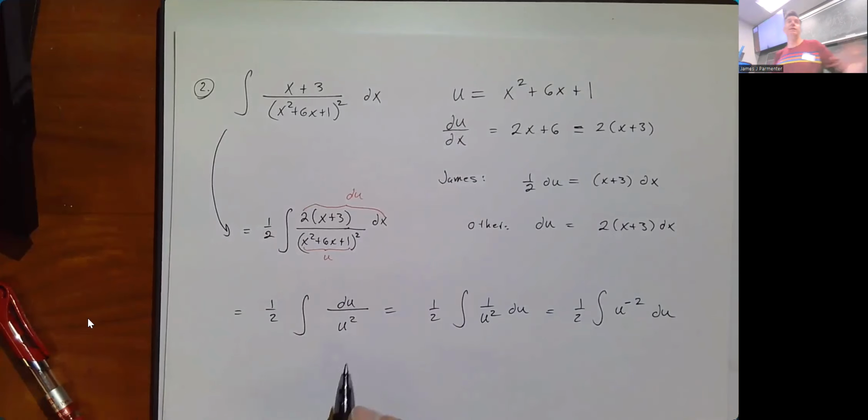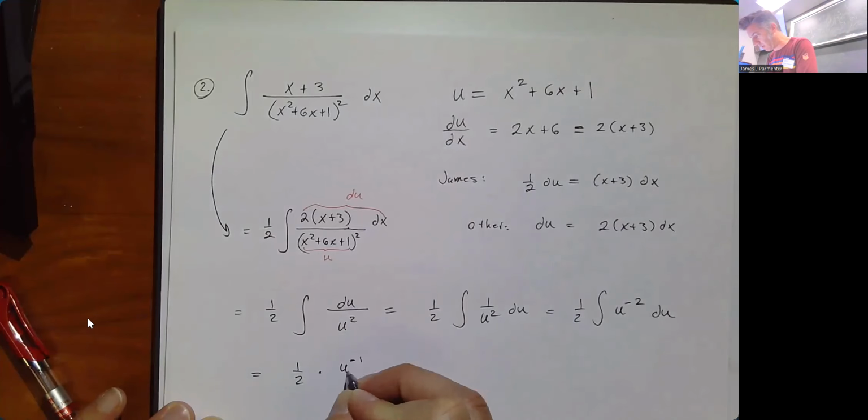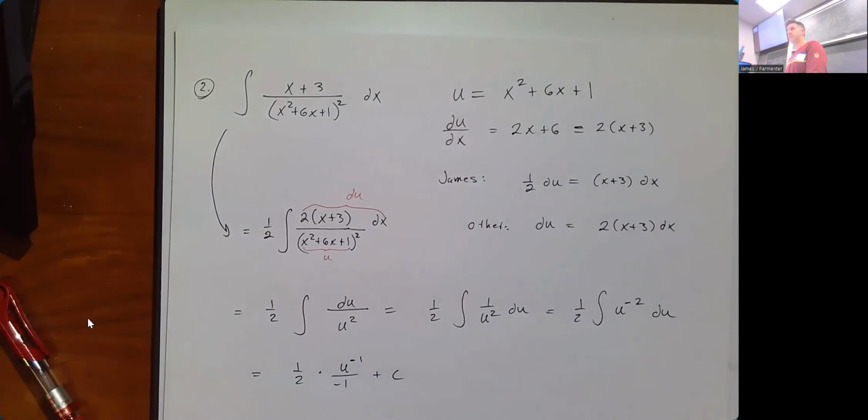And now we're going to, once again, use the reverse power rule, it's all we like. So we're going to use the reverse power rule and get 1/2 times u to the -1 divided by -1 plus c. I would simplify this as -1/2 u to the -1 plus c, or -1/2 times 1 over u plus c. Oh, but I should actually plug back in what u is equal to. So really I should write this as -1/2 times 1 over x squared plus 6x plus 1, plus c.